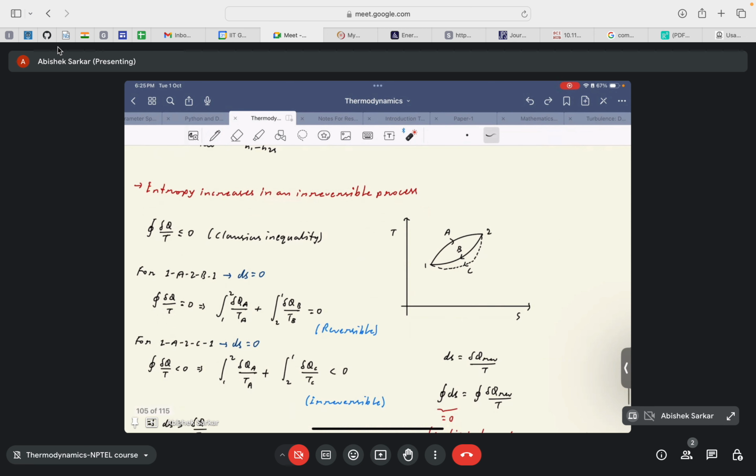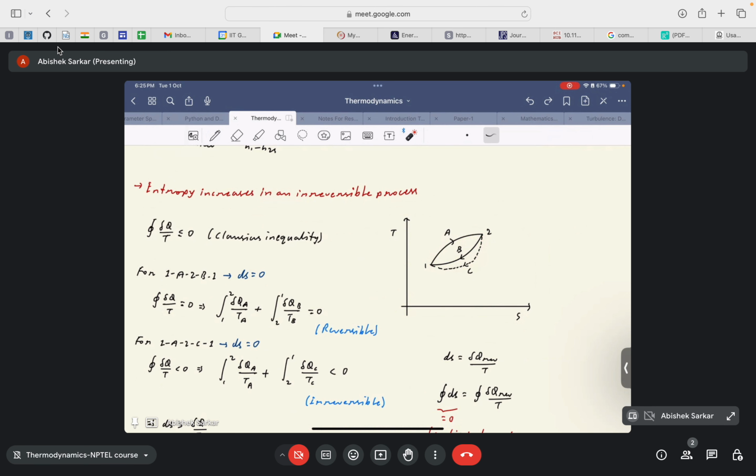Consider this diagram. This is a TS plot showing a thermodynamic process. It denotes a thermodynamic cycle between points 1 and 2. Parts A and B constitute a reversible cycle because both part A and part B are reversible parts, but part C is an irreversible part.